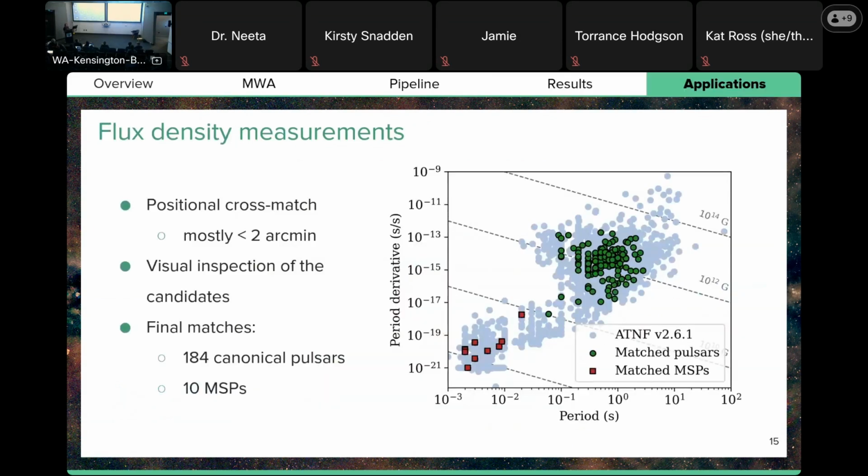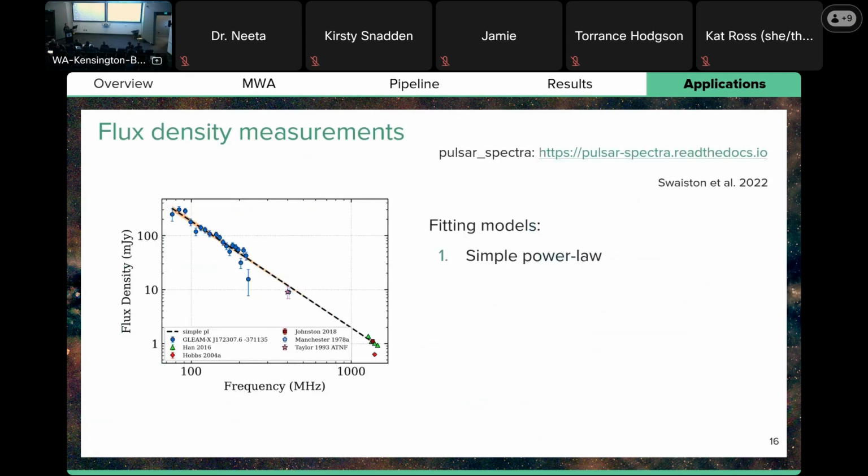The first application for this release was the cross-match of the catalog with the ATNF pulsar catalog. We have identified 184 canonical pulsars and 10 millisecond pulsars. And as I mentioned, those sources are not explored too much at the lowest frequencies, below 400 megahertz, because of propagation effects. So the spectra are not well studied, but thanks to the image, we could perform spectral fitting across the 20 subbands, and we could combine that information with the ATNF pulsar catalog.